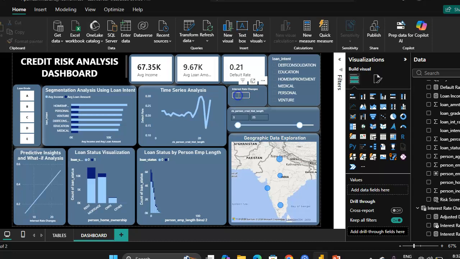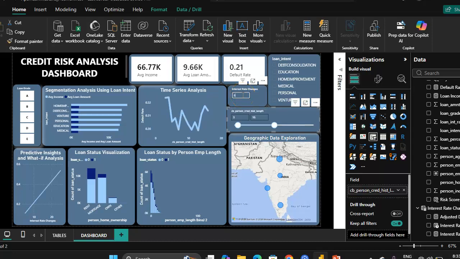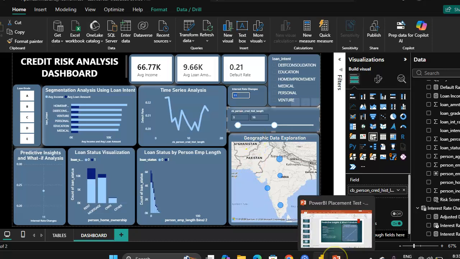Let me show an example. Let me take it as 6. You can clearly see the differences, the changes. Moving forward.